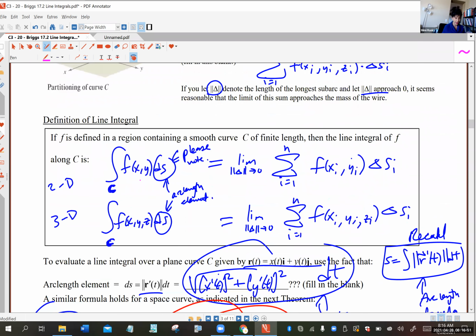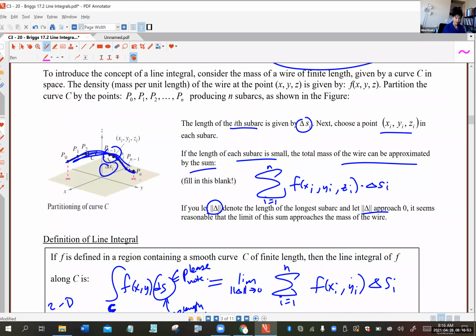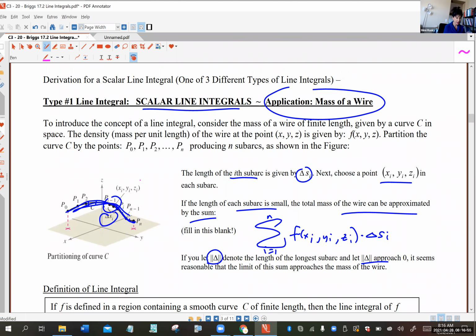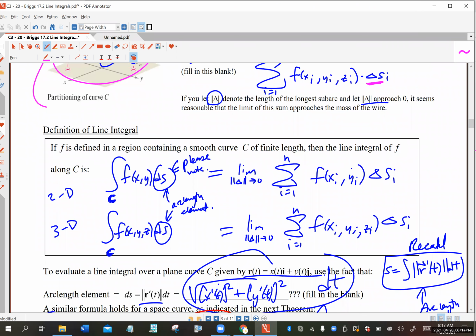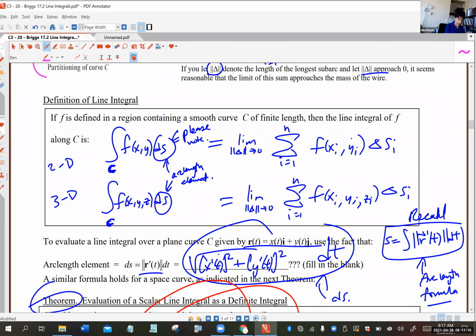And so when I did the quickie penumbra of a derivation here, when we were taking subintervals of the wire, we were taking little pieces of the wire along a certain length of the wire. And that's where the arc length element comes in. That little delta S sub i here turns into ds. So it's really important that you get that little ds, arc length element.